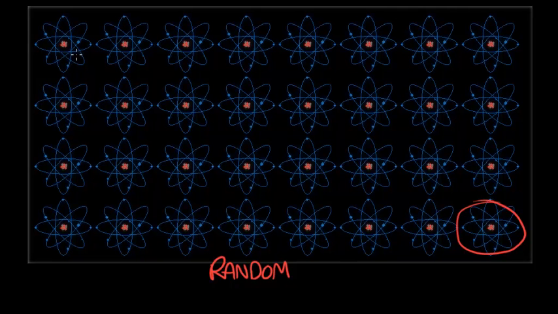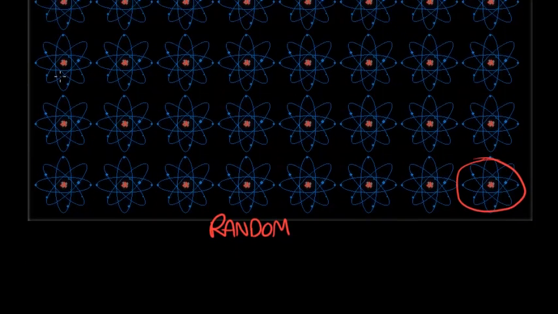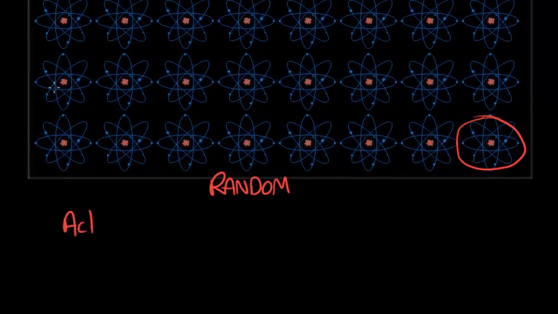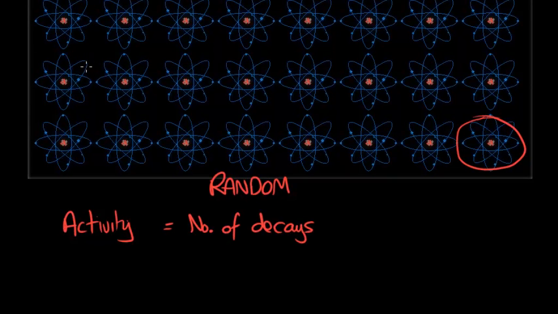But different materials will decay at different rates on average. So if you've got a lot of atoms together, then we can start to measure how quickly it decays. So first of all, let's talk about something called activity. And the activity of a radioactive material is the number of decays happening per second. So it's the number of nuclei that decay on average per second.